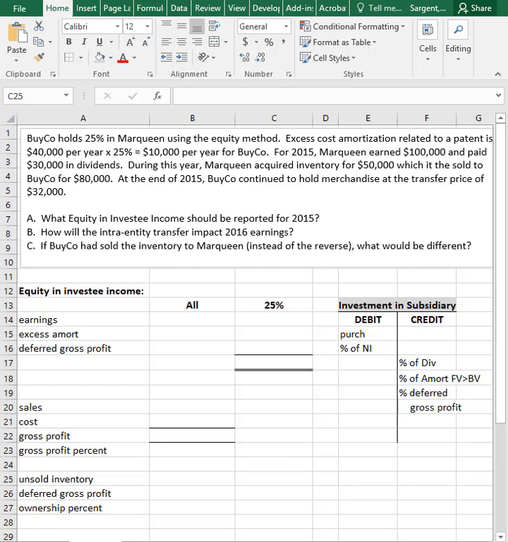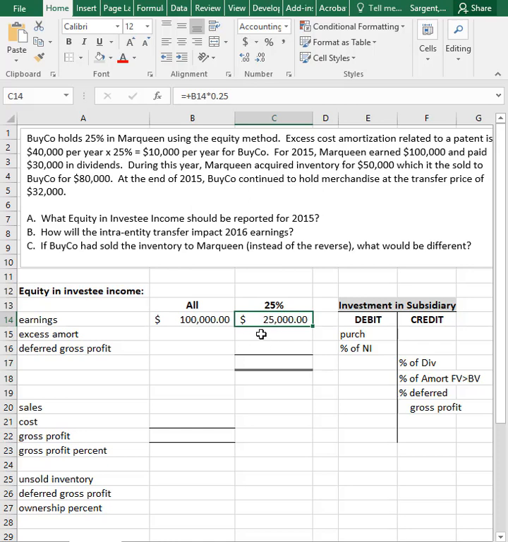All right, let's work on the equity income from Marqueen, the subsidiary. So let's see, Marqueen earned $100,000, but BuyCo only owns a quarter of it. So they would be accruing this little increase to the investment in subsidiary account. It's $25,000. That would be an increase on the income statement, an increase in income.